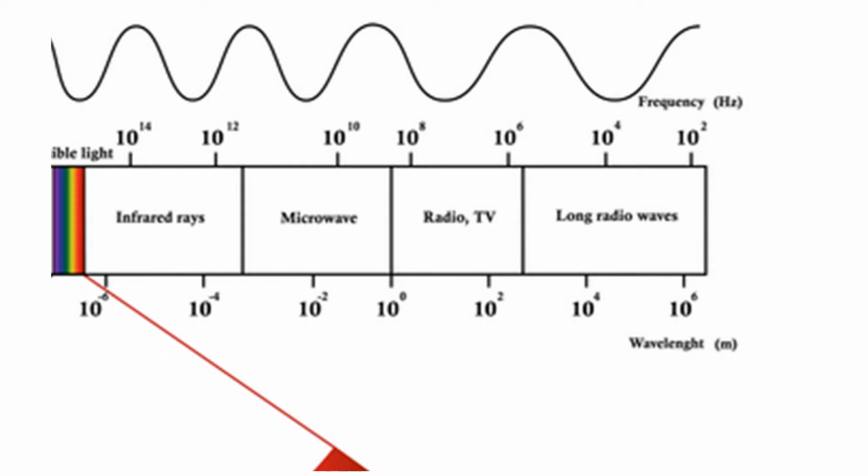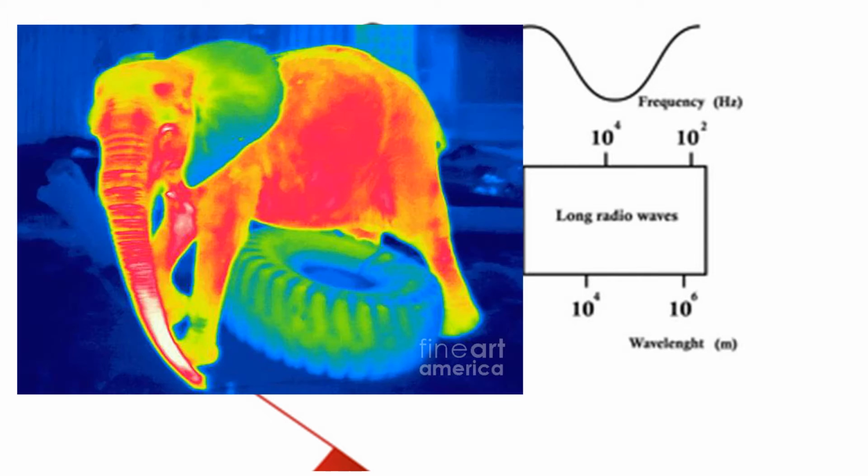Now, frequencies lower than that of visible light, lower frequencies, higher wavelengths, so we're talking about infrared, microwaves, radio, TV waves, and long radio waves. These ones have a general heating effect. And you can see this here. One of these waves is infrared. Let's talk about infrared first.